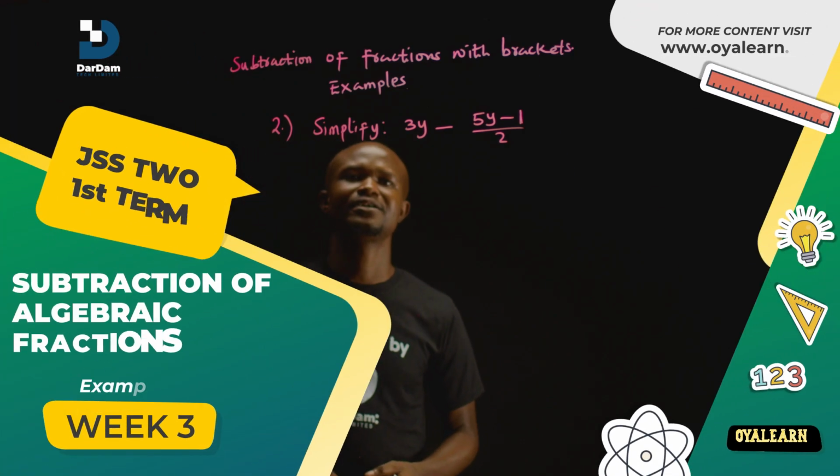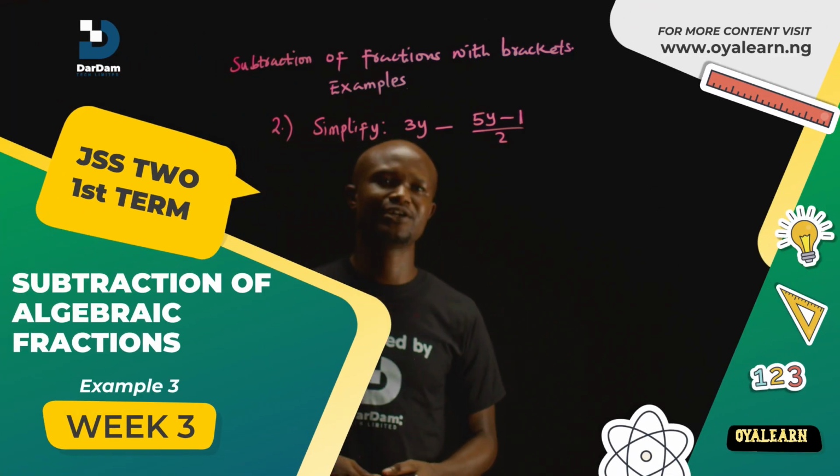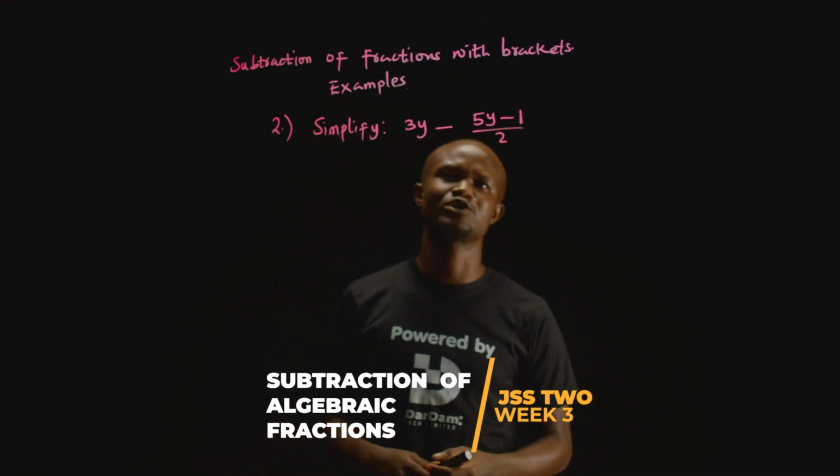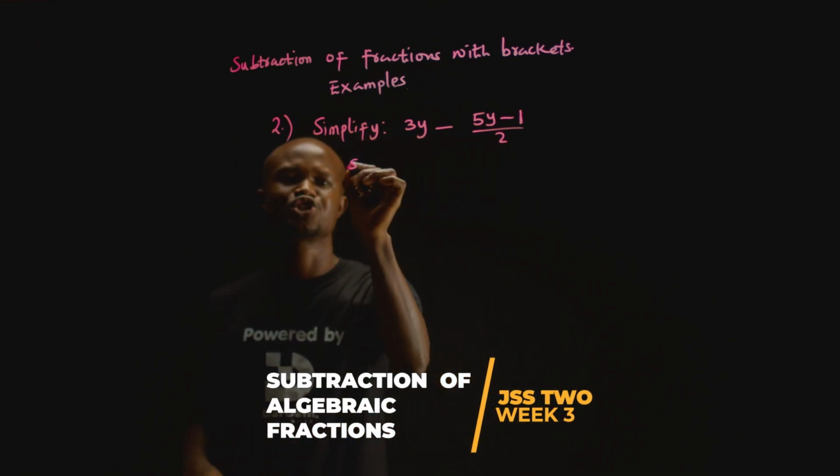Simplify 3y minus the fraction (5y minus 1) over 2. Solution.